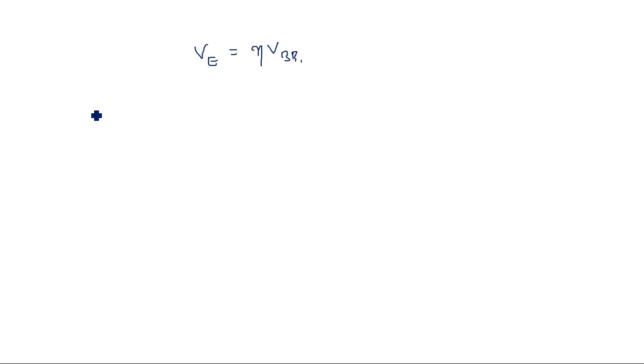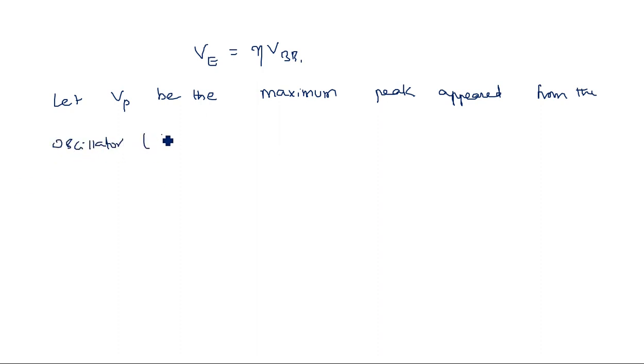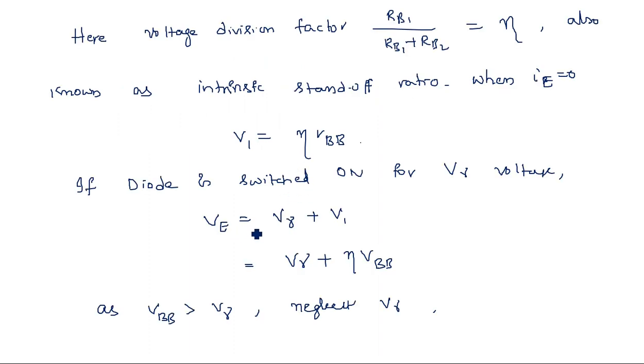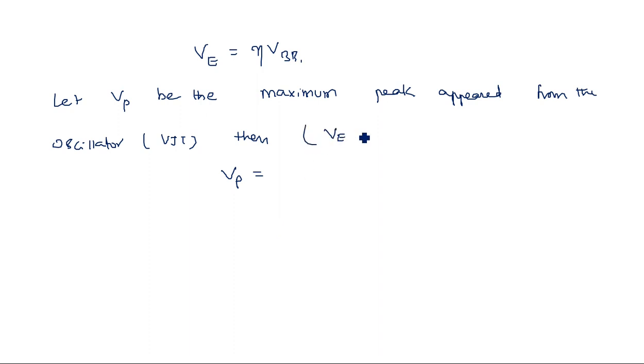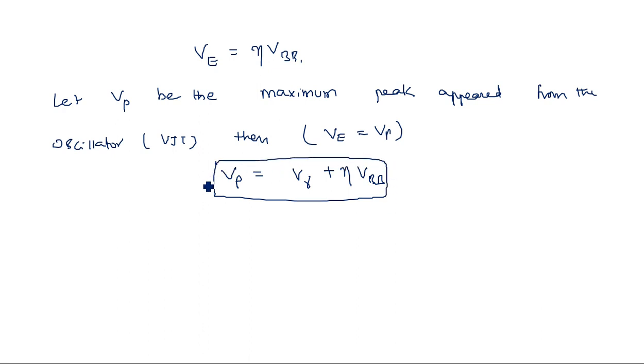And we can say that the maximum peak amplitude appearing from the oscillator or UJT is VP. Then we can write it by substituting VE as VP. So VP is equal to V gamma plus eta VBB. If you want to keep this V gamma, you can keep it, otherwise you can simply neglect it. This is the maximum peak voltage appearing from the UJT output.